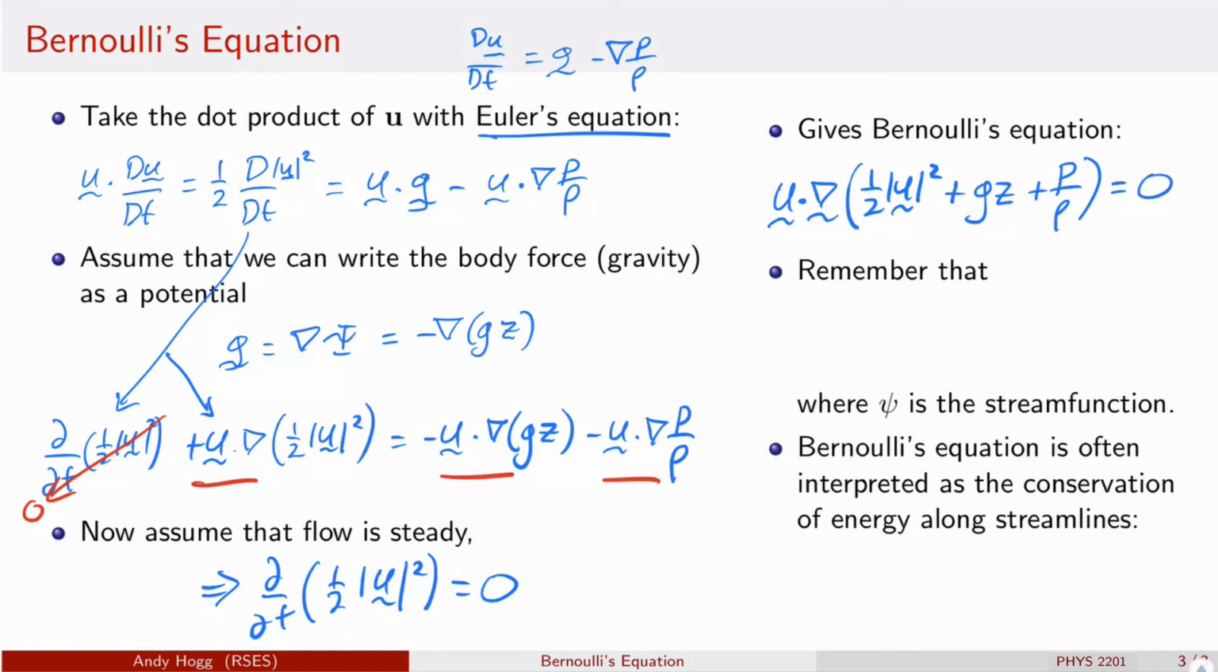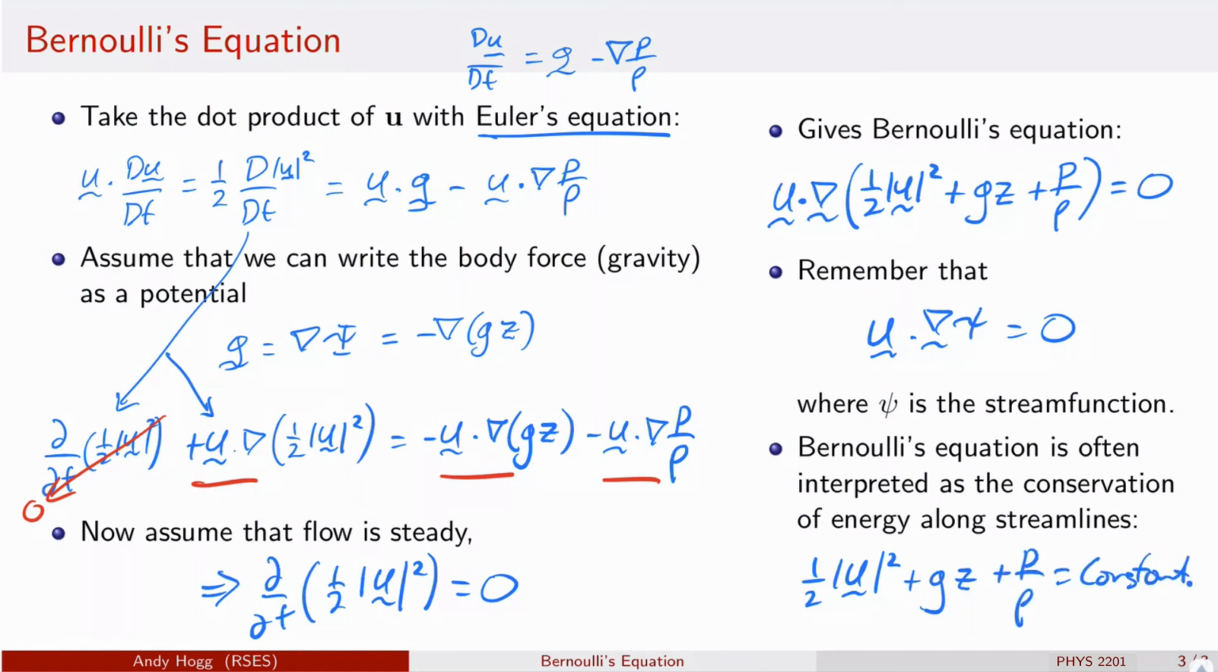Now remember that u dot grad psi is 0, where psi is the stream function. And it's for this reason that Bernoulli's equation is often interpreted as conservation of energy along streamlines. In other words, if you follow a streamline, then half u squared plus gz plus p on rho is constant.